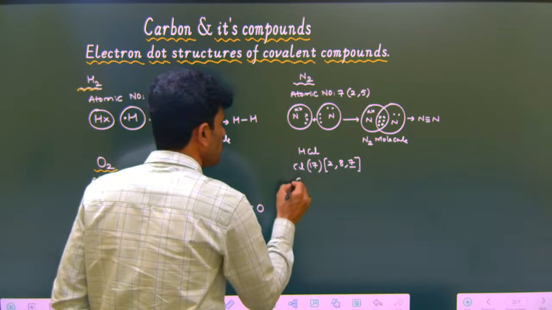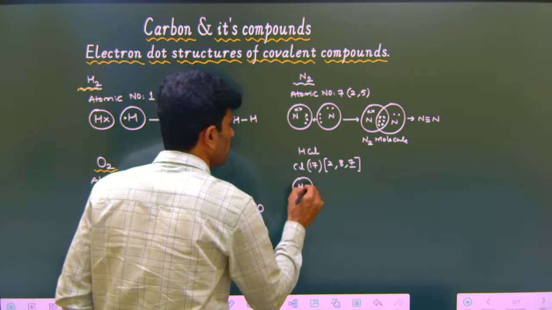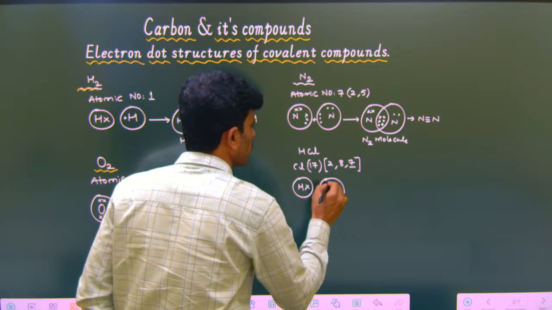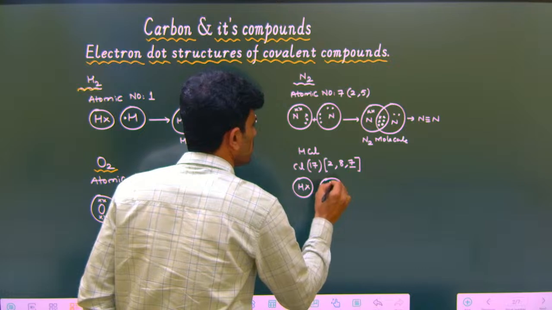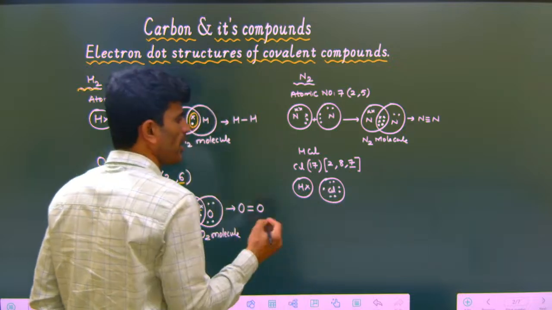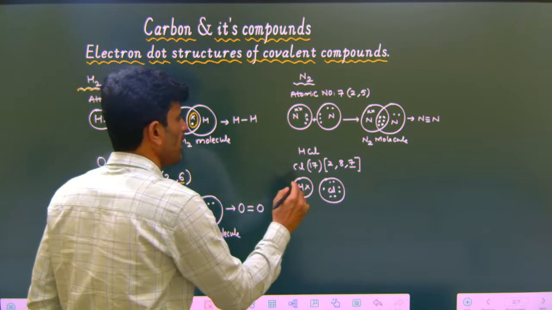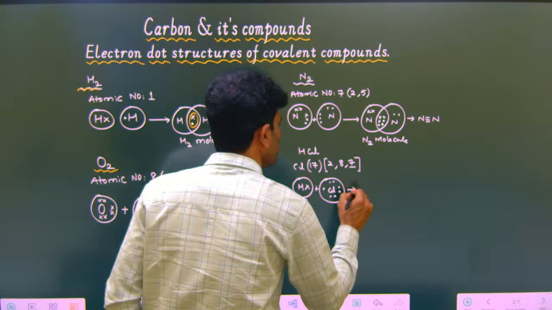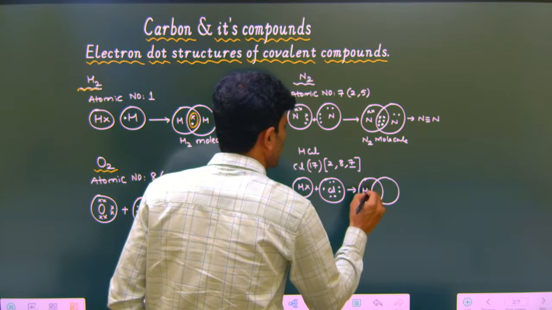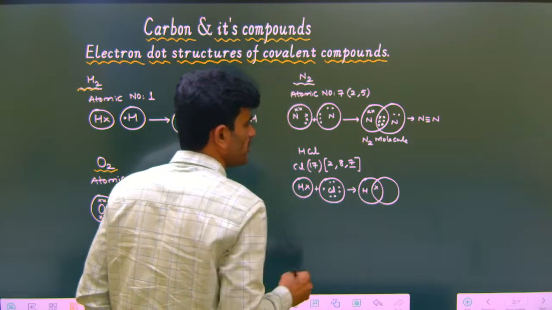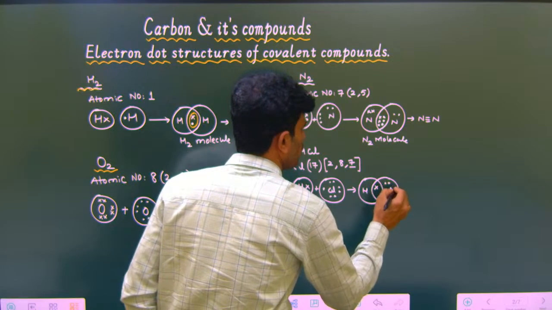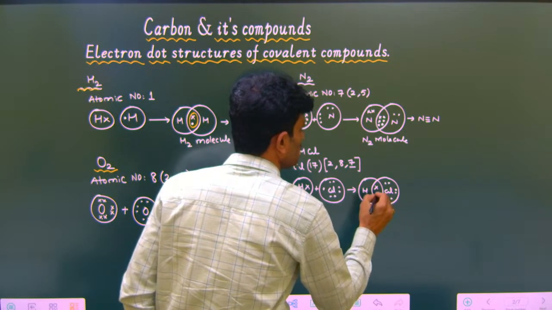Hydrogen we already know. In hydrogen we have only 1 electron in its outermost shell, whereas in chlorine we will have 7 electrons: 1, 2, 3, 4, 5, 6, here 7. So what happens? First hydrogen will give 1 electron and chlorine will give 1 electron. This one pair of electrons will be shared between hydrogen and chlorine. Here hydrogen's 1 electron is already contributed. In chlorine, 1, 2, 3, 4, 5, 6, here 1 electron is given.